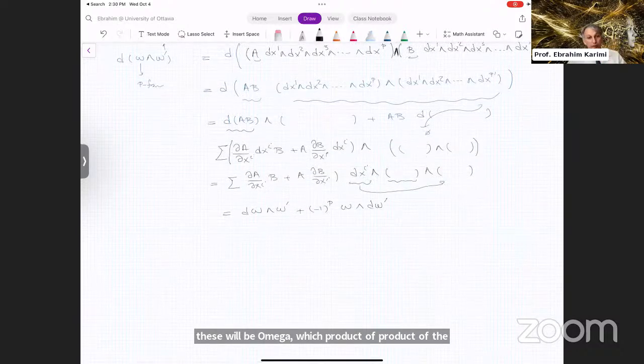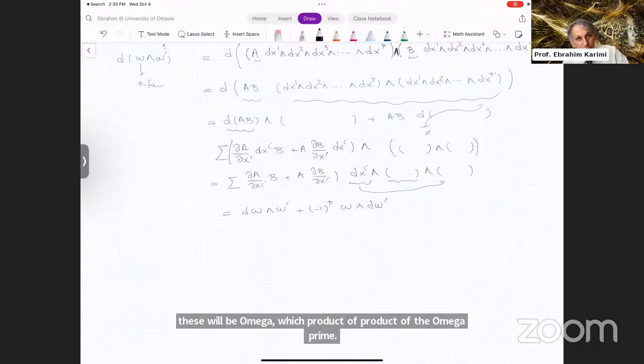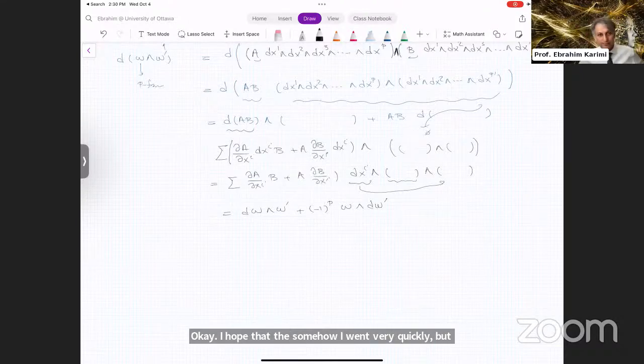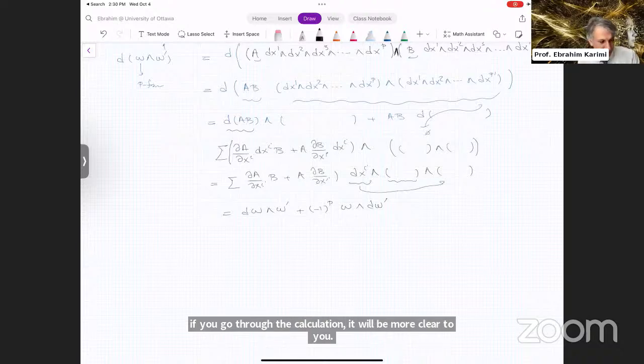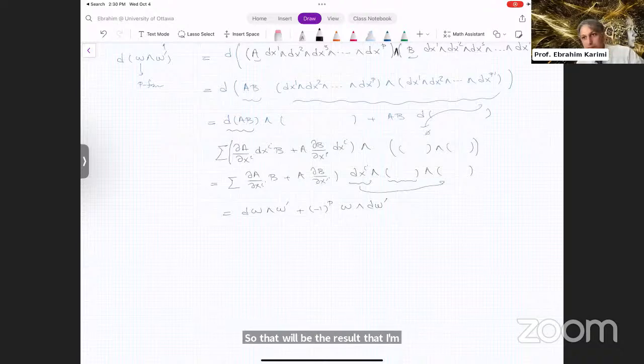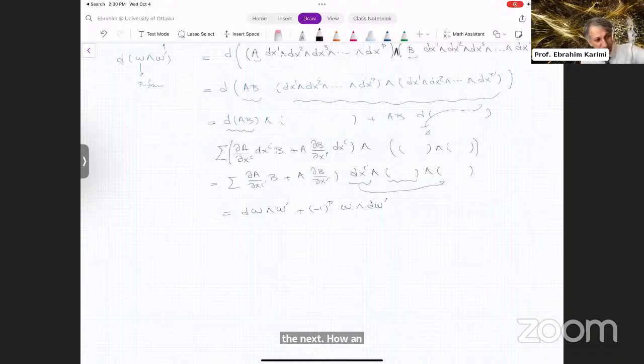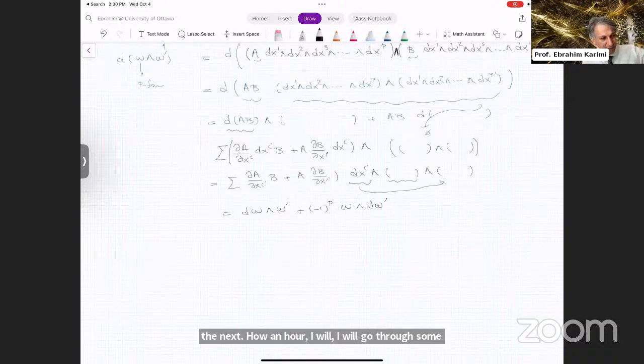Okay, I hope that is clear. I went very quickly, but if you go through the calculation, it will be more clear to you. So that will be the result that I'm expecting. Now, in the next half an hour, I will go through some of the usefulness of this calculation. It's beautiful in many senses, and people will enjoy it.